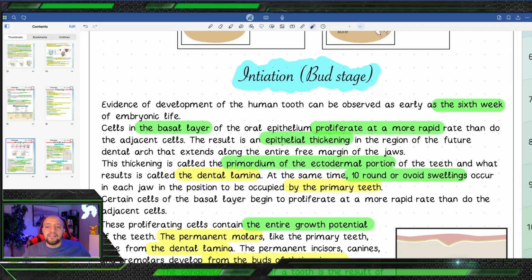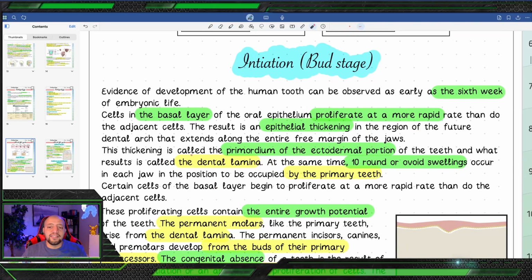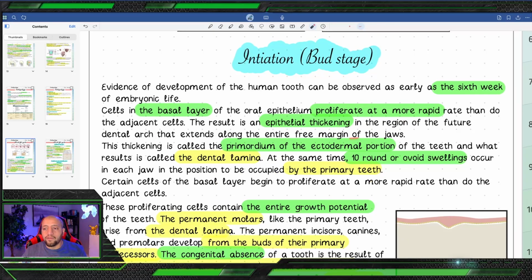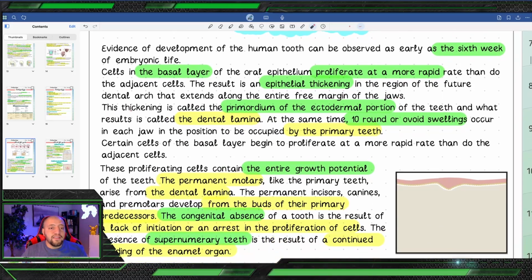The result is epithelial thickening in the region of the future dental arch that extends along the entire free margin of the jaw. This thickening is called the primordium of the ectodermal portion of the teeth, and the result is called the dental lamina. So initiation happens here, but later we are going to call this the dental lamina.